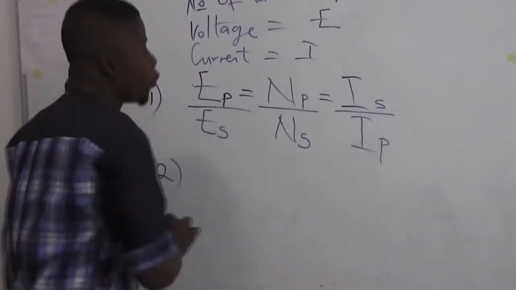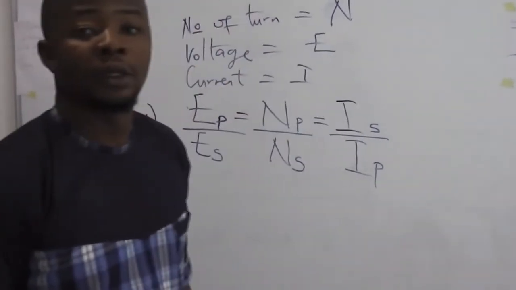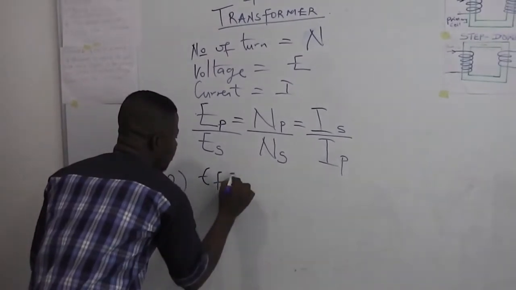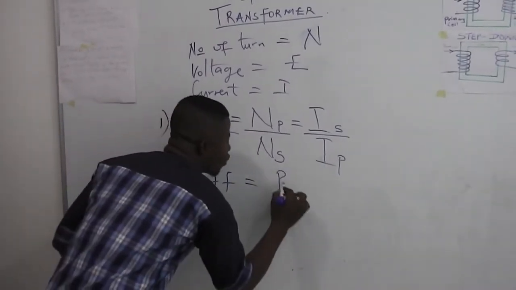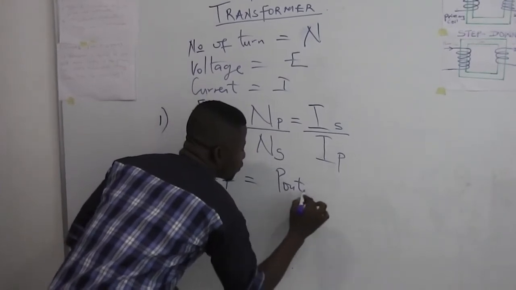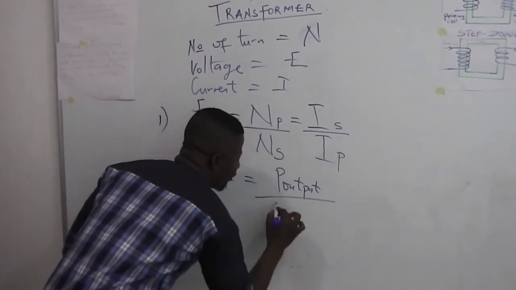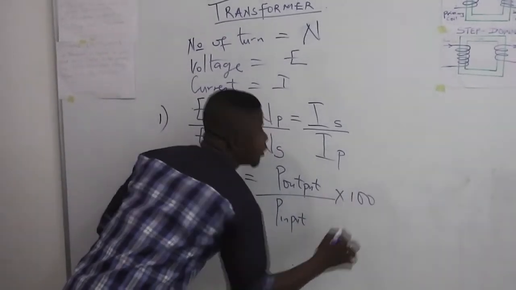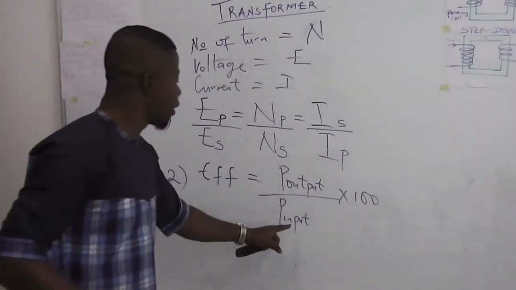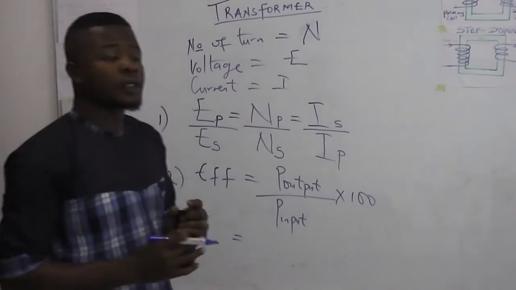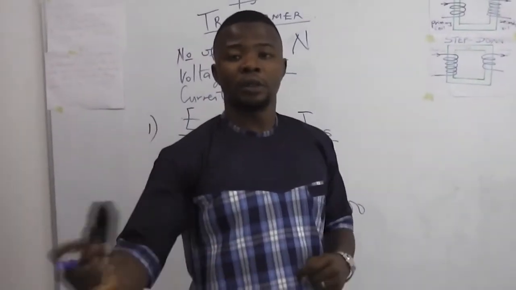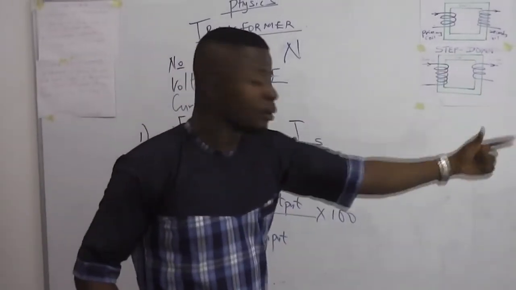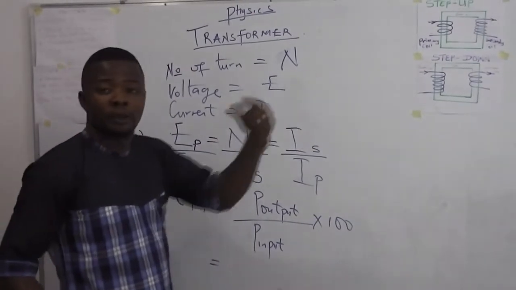Then number 2, we are going to talk about the efficiency of a transformer. Efficiency is equal to power output over the power input times 100. Now when we say power output and power input, we said current enters through the primary coil and leaves through the secondary coil. That means the power output is for the secondary coil, while the power input is for the primary coil.